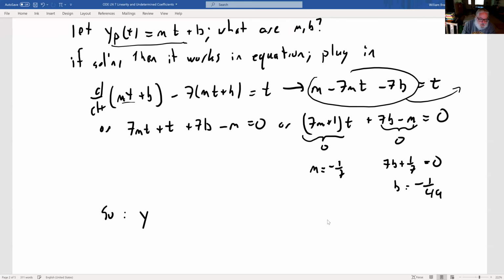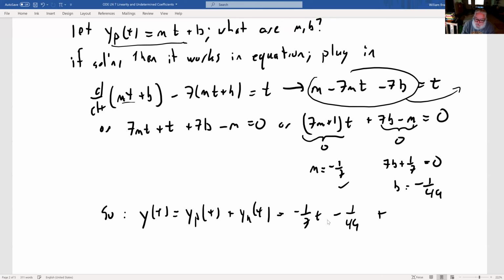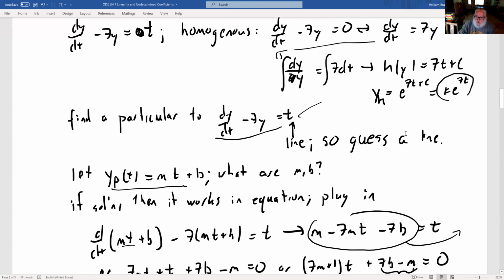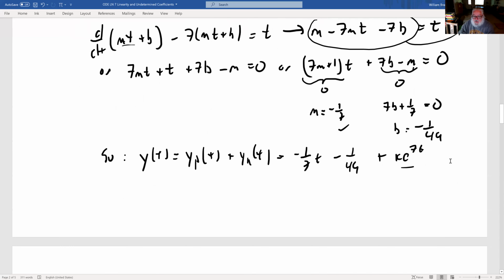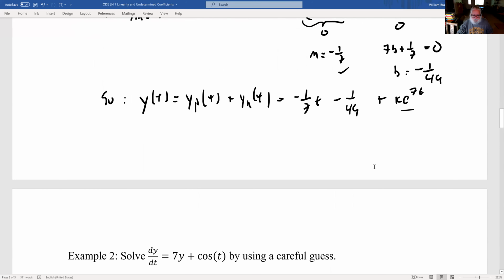So the general solution to this equation is the particular solution plus the homogeneous solution, and that's going to be minus 1 over 7 t, because that's what m is, minus 1 over 49, plus k e to the 7t, because that's our homogeneous solution, which is up here. Great, and if you go back and check your notes from the integrating factors lecture, this is exactly the same solution that we got, but I don't have to do any integration.